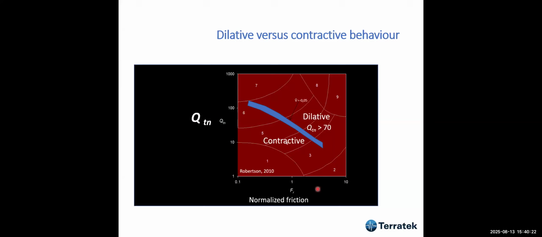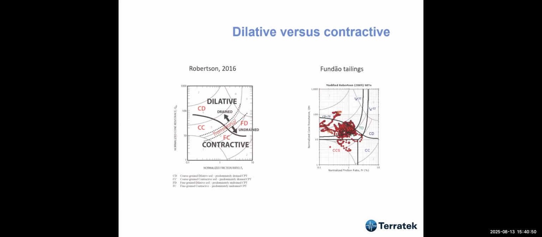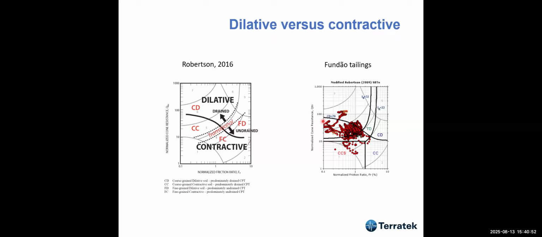I'm not going to discuss this a lot, but he came up at some stage with this plot in which he has normalized friction and normalized tip resistance, KTN. And he found out that everything that plots below a KTN of 70, which is a curve like this, is contractive. And above that is dilative. And what causes liquefaction and volume change is especially contractive behavior. And then he came up with this plot. It's evolved a little bit.